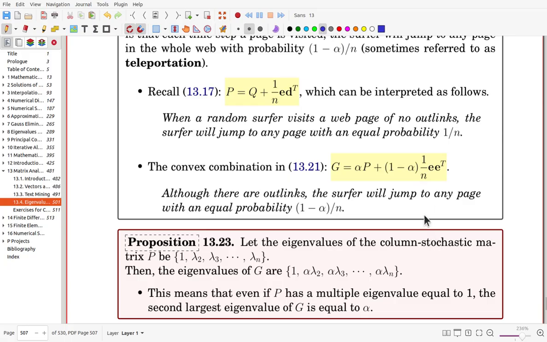Along with this modification, the gain is now, mathematically we know that G has a unique largest eigenvalue 1, and also a unique eigenvector. All entries must be positive. That's really good mathematical theory.